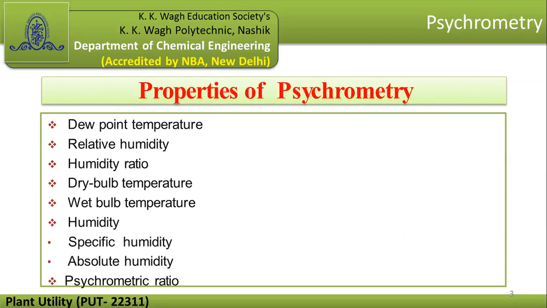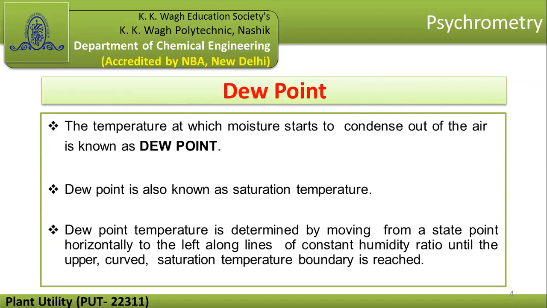In this video, we will see the different properties of psychrometry like dew point temperature, relative humidity, humidity ratio, dry bulb temperature, wet bulb temperature, humidity, under that specific humidity, absolute humidity, and the psychrometric ratio. Now we will see one by one the different properties of moist air.